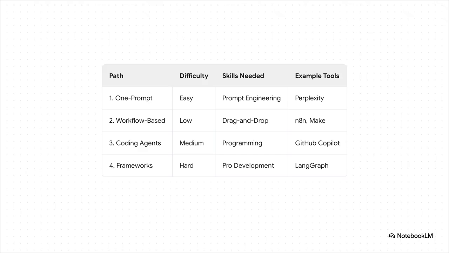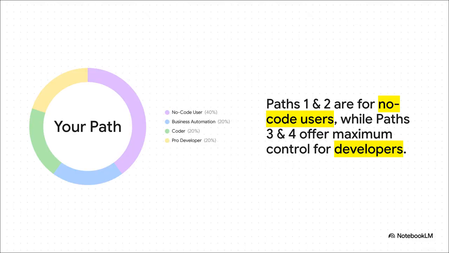If you are a coder, there are coding agents that can help you write and debug code. And for the pros who want total control, there are agentic frameworks for building anything you can imagine from the ground up. So which path should you take? Well, if you're a no-code user or you're just looking to automate your business, paths 1 and 2 are your new best friends. If you're a programmer or a developer who wants to build something custom, you'll want to jump into paths 3 and 4. The point is, there's an entry point here for everybody.